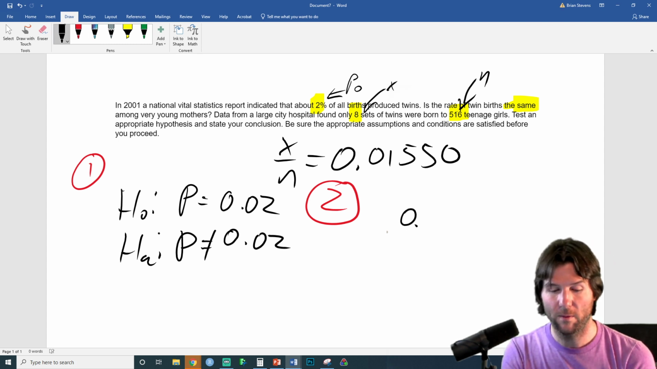So I need to do P hat right here, minus P naught.